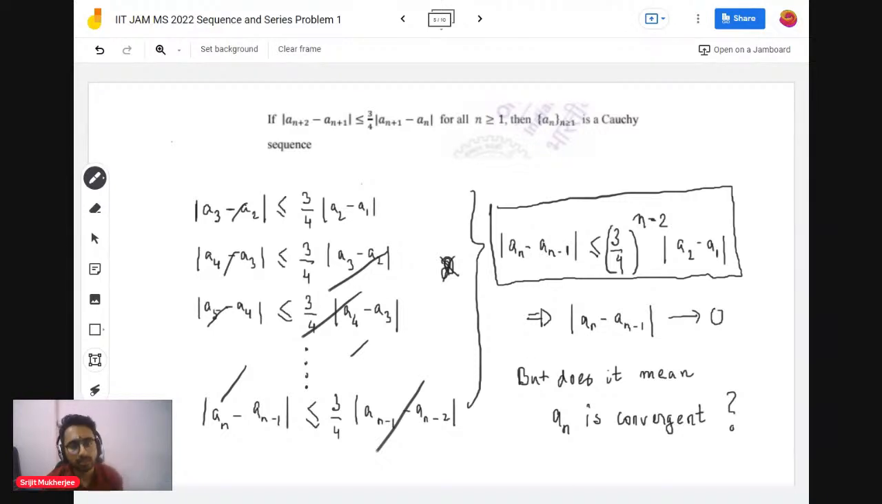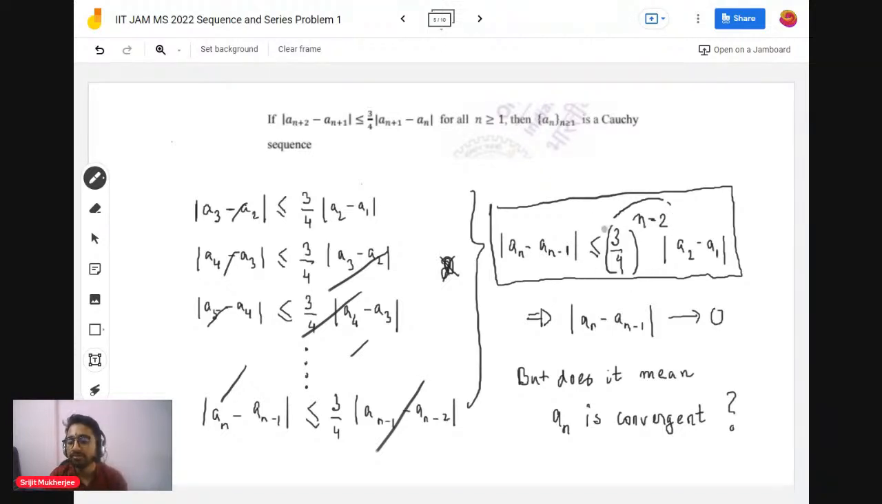But does that mean it's convergent? This is a food for thought question for you. If the consecutive difference a_n minus a_{n-1} goes to 0, does it mean that the entire sequence is convergent? We'll see it's not true. We'll see an interesting, simple example. So we need to actually invest the time.